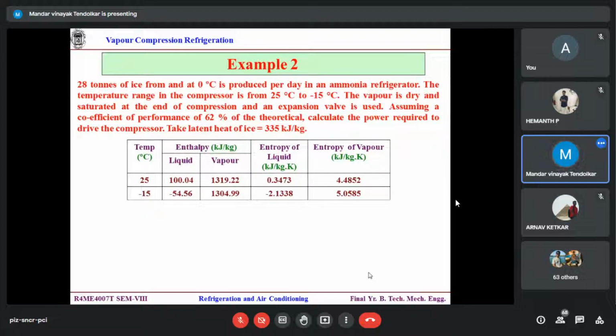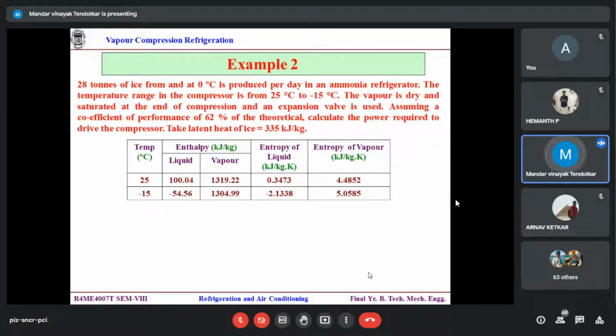Fine. Next example: 28 tons of ice from and at 0 degrees Celsius, that means only the latent part, is produced per day. That means 28 tons in 24 hours, in an ammonia refrigerator. And the refrigerant is ammonia, fine. The temperature range in the compressor, it cannot be compressor, it will be condenser, is 25 degrees Celsius to minus 15 degrees Celsius, because it is heat rejection. Must be a typing mistake from my side.